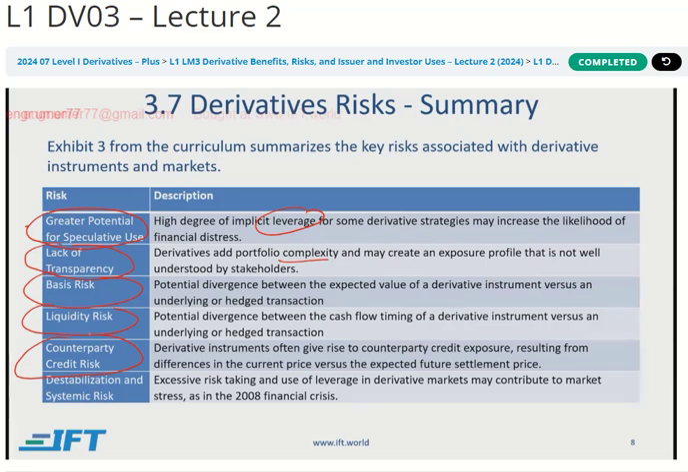And if you combine all of this together, the greater use of speculation, lack of transparency, basis risk, liquidity risk, and especially the counterparty risk, it leads to a very large system-wide risk, which could lead to destabilization and systemic risk. And this is something we have seen in the past. Excessive risk taking and use of leverage in derivatives markets may contribute to market stress, as in the 2008 financial crisis. So, that is the end of our discussion on derivative risks.